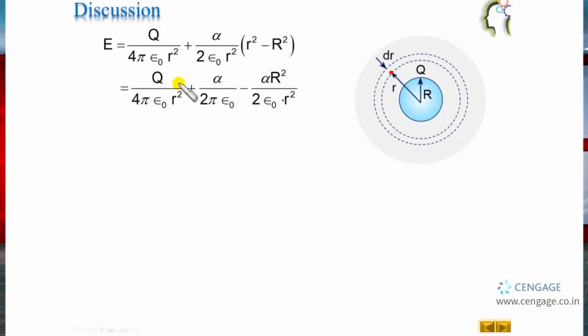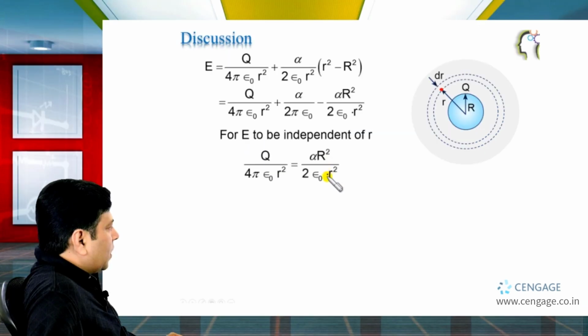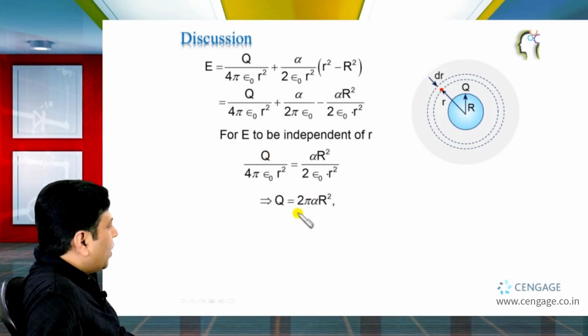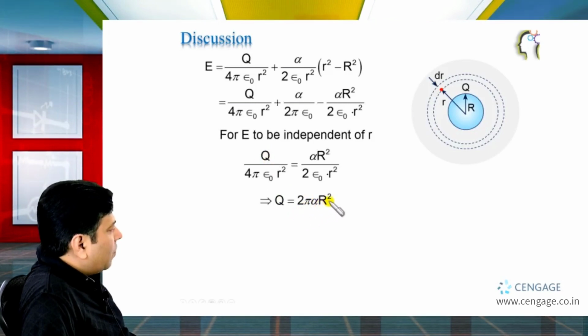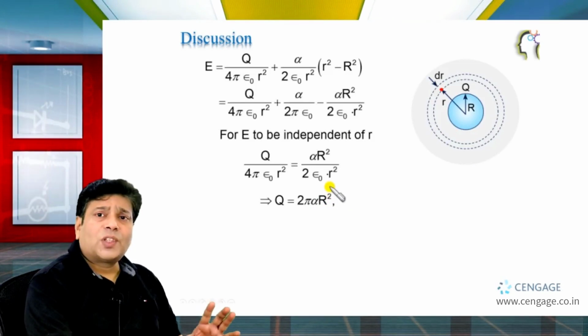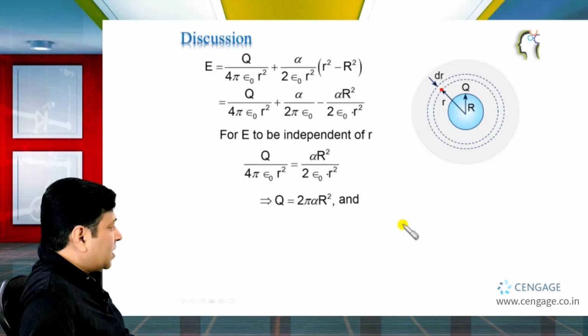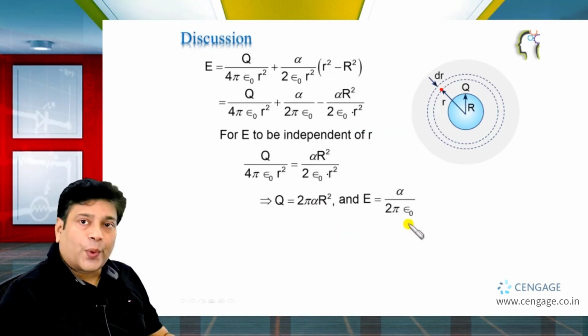That means this relation: Q divided by 4 pi epsilon naught R square is equal to alpha R square divided by 2 epsilon naught small r square, like this. Now we can calculate the value of capital Q. It is equal to 2 pi alpha R square. So this is the value of the charge inside the ball. Now these two terms will get cancelled. That means the electric field at the point under consideration should be equal to alpha divided by 2 pi epsilon naught. So this is the value of the electric field.